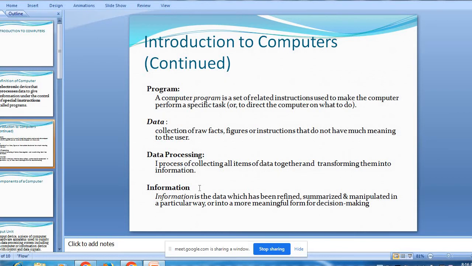And then finally, we have information. Who can read for us what is information? Information is the data which has been refined, summarized, manipulated in a particular way or into a more meaningful form for decision making. You can see that there is a contrast between data and information, whereby data is something that has never been processed or converted into anything, whereas information is the result of processing of the data itself.